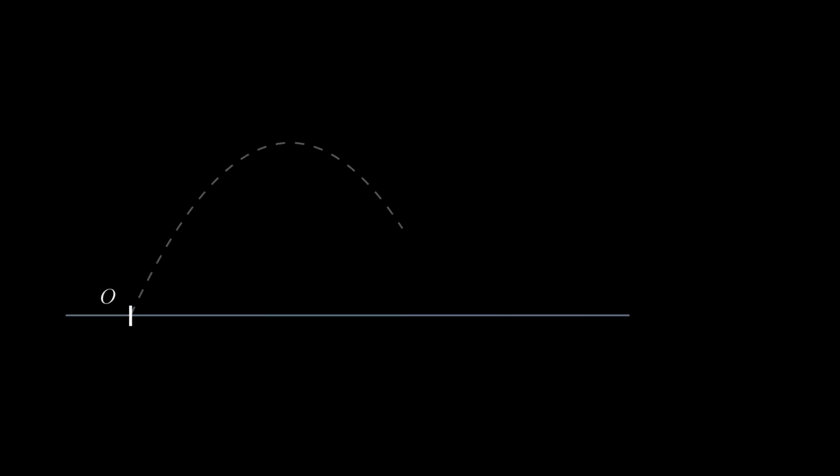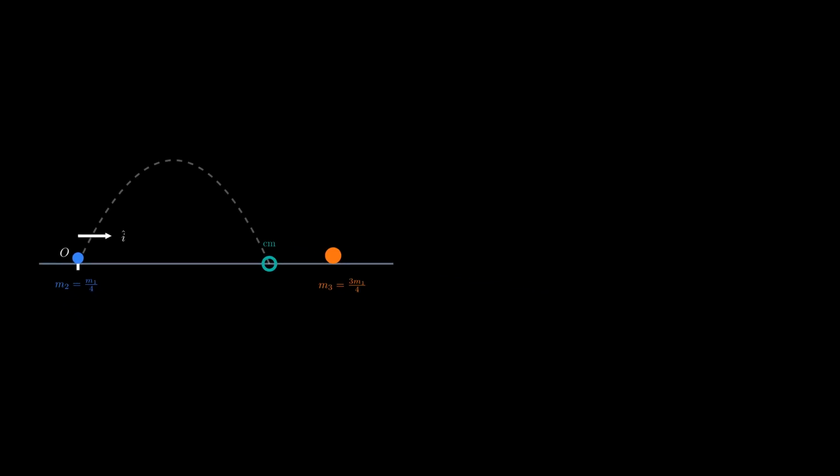Method 1. Put the origin at the launch station with the unit vector i hat pointing downrange along the ground. For two particles, the center of mass position is the mass-weighted average of the two positions. R sub cm equals the quantity m sub 2 times r vector sub 2 plus m sub 3 times r vector sub 3, all divided by m sub 2 plus m sub 3.